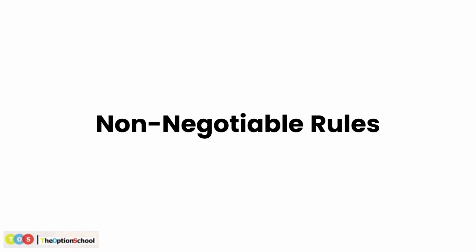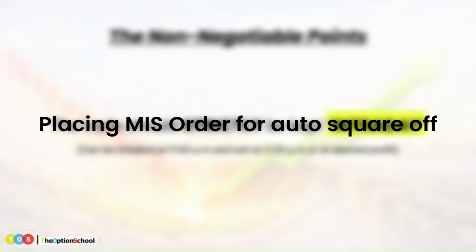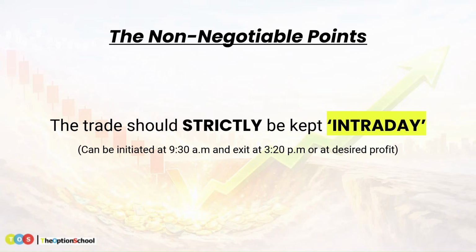We must understand certain non-negotiable rules for such a framework. First, it is strictly an intraday trade, which means the trade is initiated by 9:30 a.m. in the morning and it will get automatically squared off by 3:20. How will it get automatically squared off? If you place an MIS order, it will get squared off automatically by 3:20. But if you see a good profit during the day and you get an opportunity to exit the trade, it can be squared off earlier also.